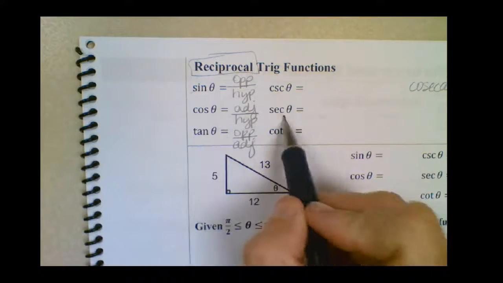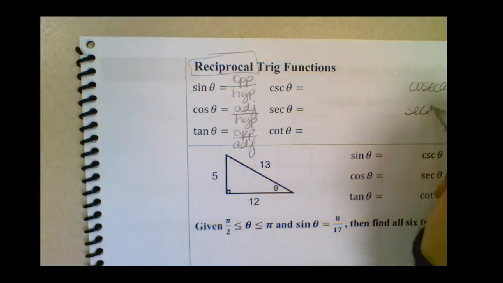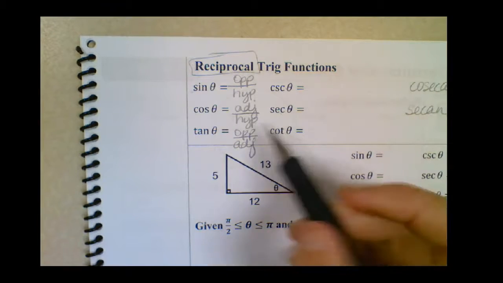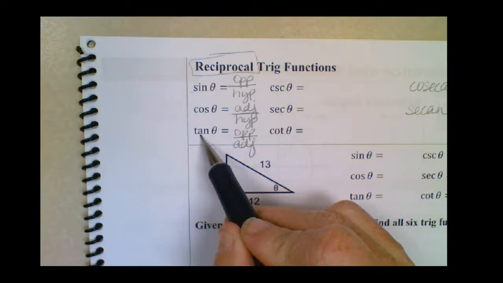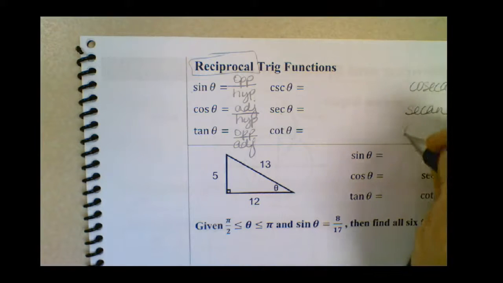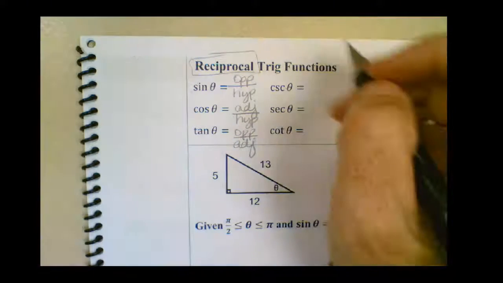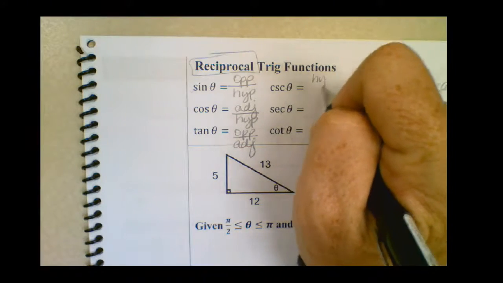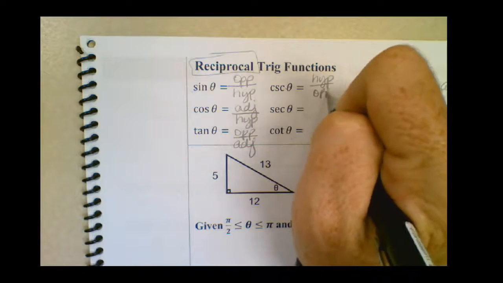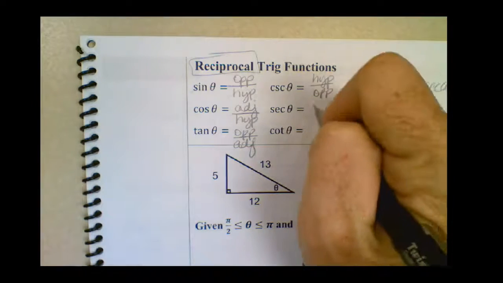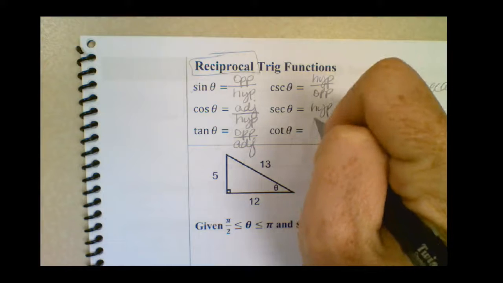The inverse of a cosine is secant, which I know seems a little illogical, but that's okay. And the inverse of tangent would be cotangent. And to find those, all you're going to do is reverse those relationships. So cosecant would be hypotenuse over opposite. Secant is hypotenuse over adjacent.